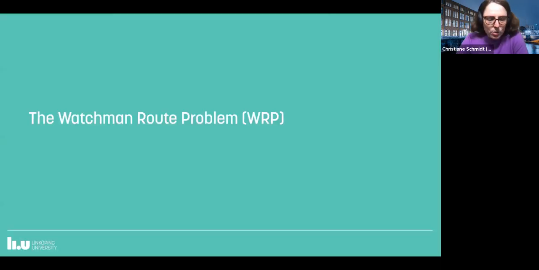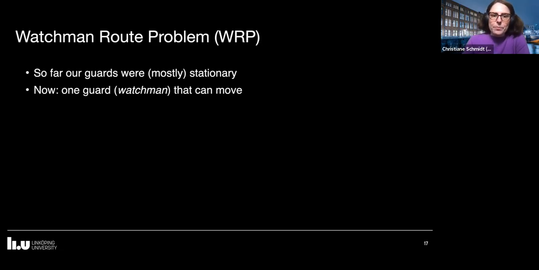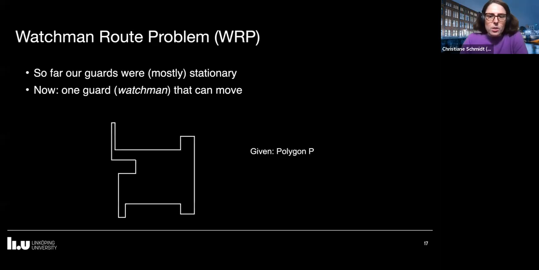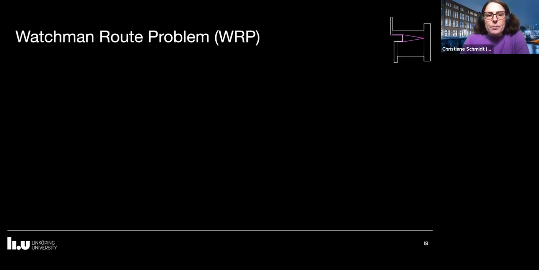So far the guards were essentially stationary, or they were restricted to some line segments, edges, or these sliding k transmitters. For the watchman route problem, you have a single guard, which we then call the watchman, because it's patrolling, and that can move. You're given a polygon, and you want to find the shortest tour for a watchman, such that if someone patrols along the route, all points of the polygon become visible. Here that would look like this. This pink structure would be the shortest watchman route.